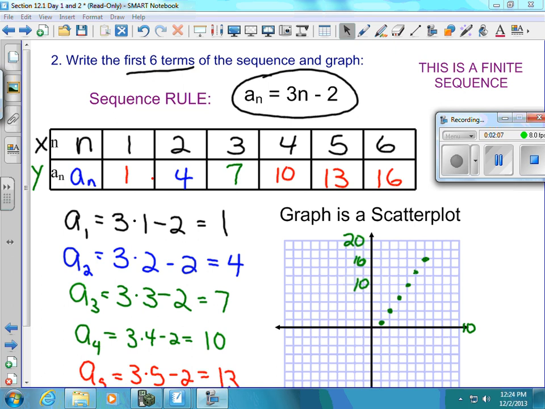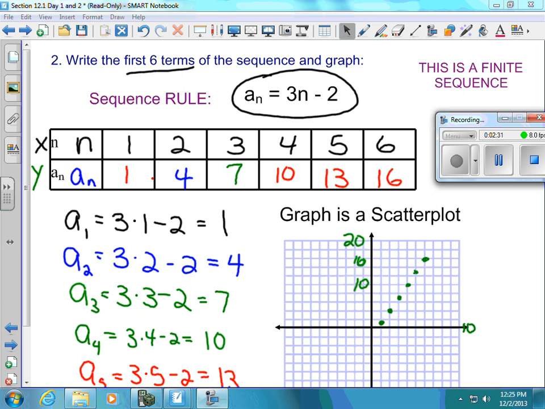Okay, so let's write the first 6 terms of the sequence in graph. So let's say we have an equation like this: a sub n equals 3n minus 2. To write the first 6 terms, what we're going to do is we make a table with 1, 2, 3, 4, 5, and 6 as the input values, and we make an output table, or y, or a sub n in this case, and we would plug in those numbers to get the outputs.